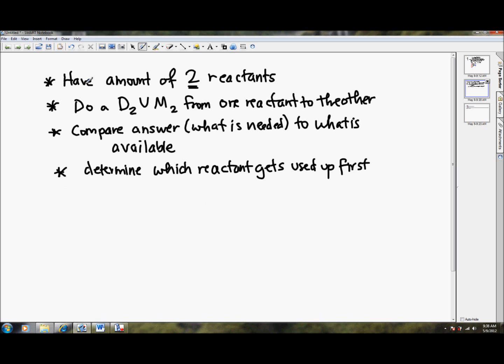Okay, and then usually limiting reactant problems have two parts. The first part asks you to determine which reactant gets used up first. The reactant that gets used up first is called the limiting reactant. The other reactant is called the excess reactant. That one has some left over.